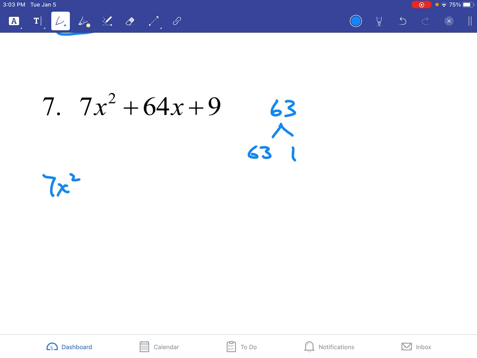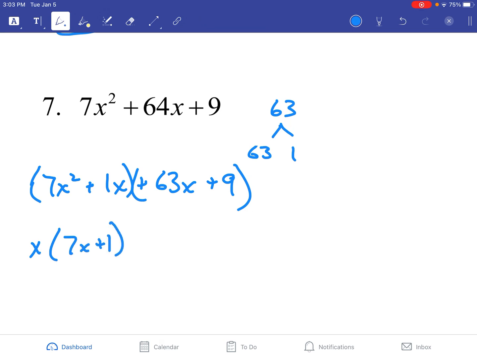So I have 7x squared. I'm going to switch it around just so you can see that it doesn't make a difference the order I put them in. Plus 1x plus 63x plus 9. I group the first 2 and the last 2. All right, out of the first 2 numbers, 7 and 1 don't share anything in common, but x squared and x share an x. So I'm left with 7x plus 1.